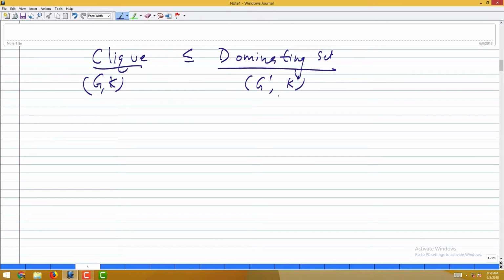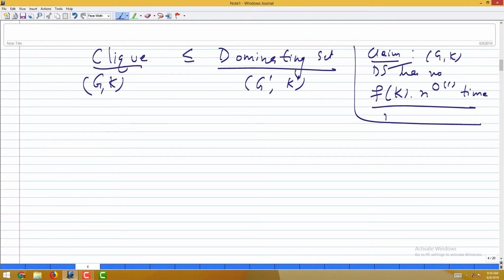and I want to claim that this instance (G', k') of dominating set has no f(k) times polynomial in n time algorithm. Like, if (G, k) was an instance of dominating set, then this instance cannot be solved in this much time, where n is the number of vertices of the graph. This is the claim that I want to prove.